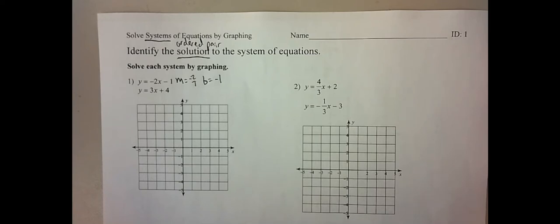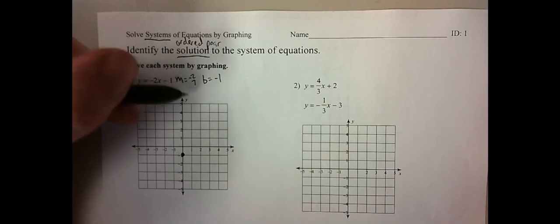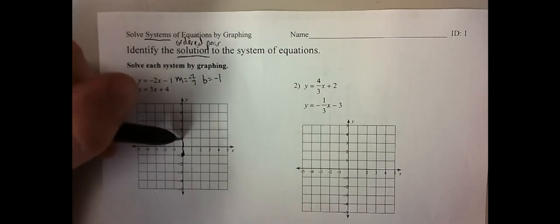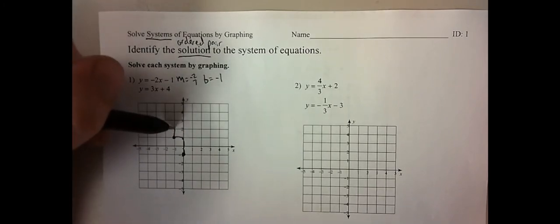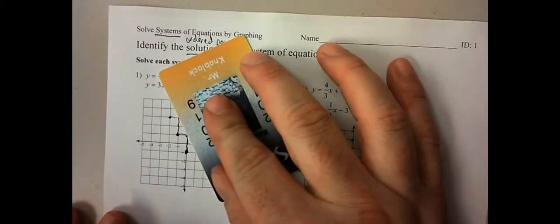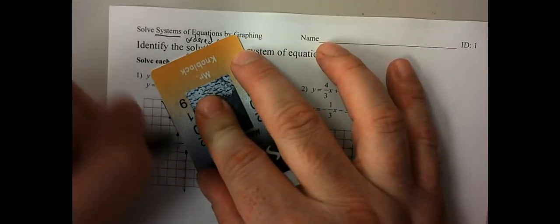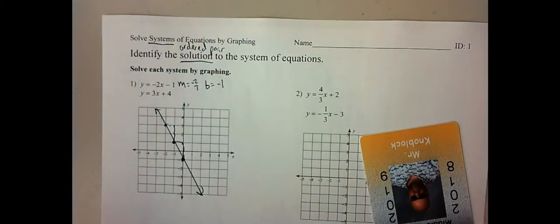All right, so when I graph these, I'm always going to start with the B first. So I'm going to do B equals negative 1 and go down and put a point there. And then I see my slope is negative 2 over 1. So I'm going to go up 2 and over 1 for my negative slope. Now remember, we want 3 points minimum. 1, 2, up over 1. Use your straight edge, connect those points. Okay, put arrows on the ends. And there's the first line.